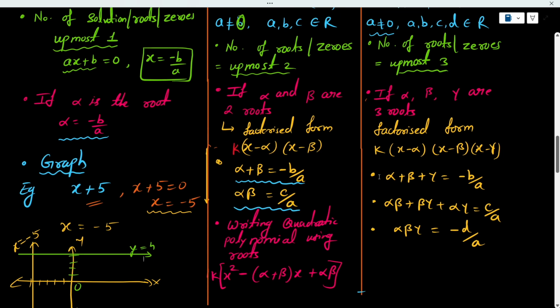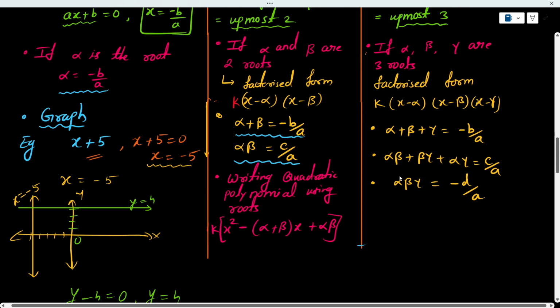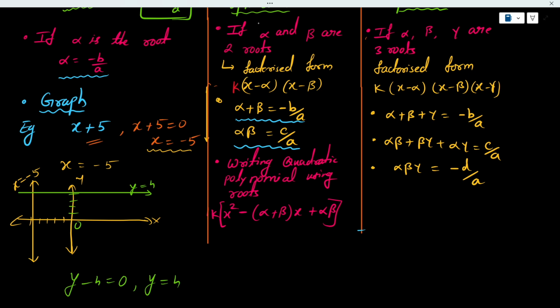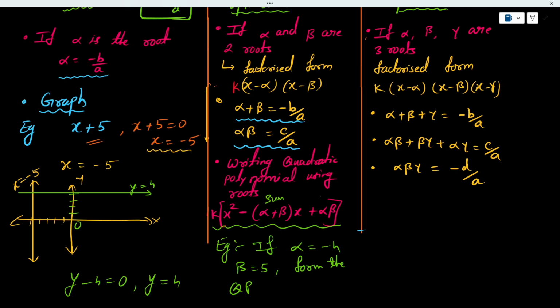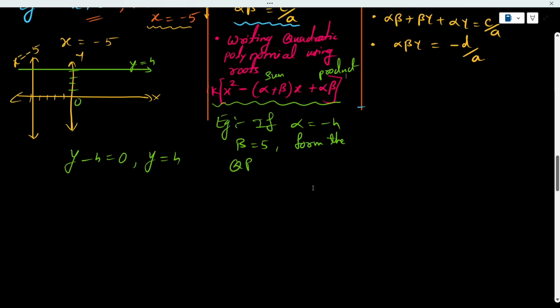Now how do we write down the polynomial if alpha and beta roots are given? Sometimes the question will be: form the quadratic polynomial if alpha and beta are given with some value. For example, if alpha is minus 4 and beta is 5, they will say form the quadratic polynomial. How do we do it? You have to remember this rule. So x square, if x is the variable, then this is called the sum of the roots, and this is called the product of the roots. So how can we frame the polynomial here?